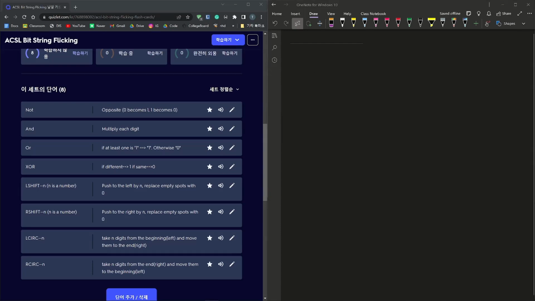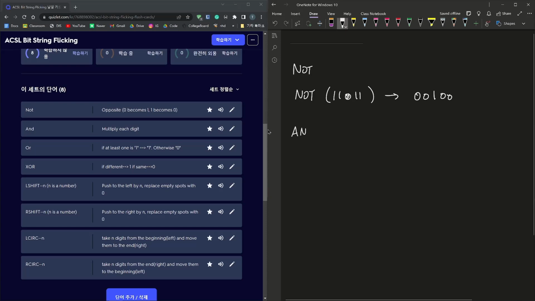Okay, so let's get right into the functions. First function is NOT. The ACSL is going to give you NOT of some kind of number. The Quizlet says opposite: 0 becomes 1, 1 becomes 0. This is one of the most straightforward functions. It's literally the definition I wrote. Let's say we have a random number 1 1 0 1 1. The answer is going to be 0 0 1 0 0 because you switch each digit. If it's a 1, it becomes 0. If it's a 0, it becomes a 1.